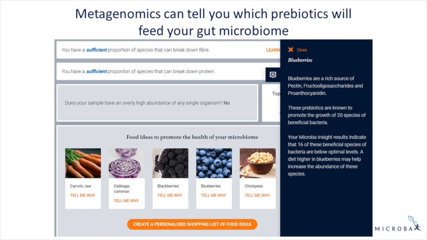And the food suggestions that Microba provides are actually tailored for each person's individual gut microbiome to nurture the good bacteria they have that are below beneficial levels. So that's a really powerful tool that we provide to focus in on those key microbes that are doing good things in your patient's gut. And you can use that information to really start to correct any dysbiosis and move their gut towards a healthier state.